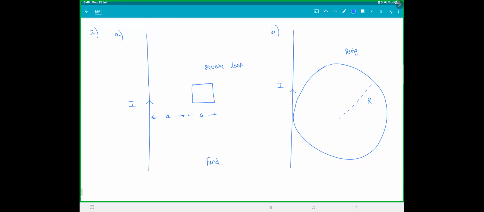Two different questions. The first one is the standard mains level question. Second one will be a good one. Second one, they'll actually ask you in mutual inductance. Later on, I'll show you. So these are infinite wires. There is a square loop at a distance d. In the second case, there is a ring which is touching the wire. Find the flux in both of them. Two different questions.